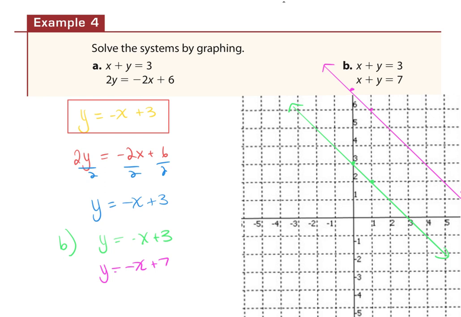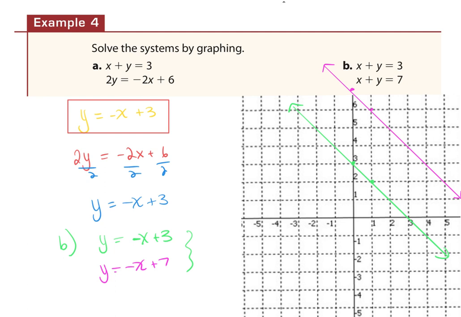What do you notice about those two lines? They're parallel, right? Could I have known that from this right here? Is there anything on those that tells me those are going to be parallel? What do I know about slopes of parallel lines? They have the same slope and different y-intercepts, okay?